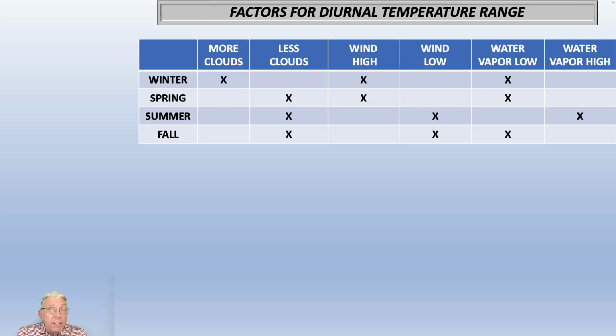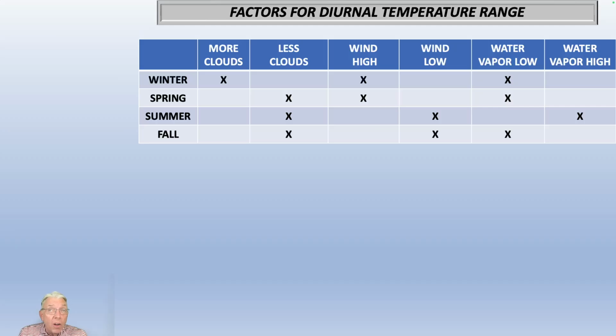Then in the summertime, we have overall less cloud cover. We also have fairly light winds, and the water vapor is astronomical. I mean, you all know how humid it can get in this part of the country during the summer months. And so the water vapor is really what dominates. You would say, oh, well, with less clouds and less wind, we should have a bigger range. But the water vapor is really the dominant factor during the summer months.